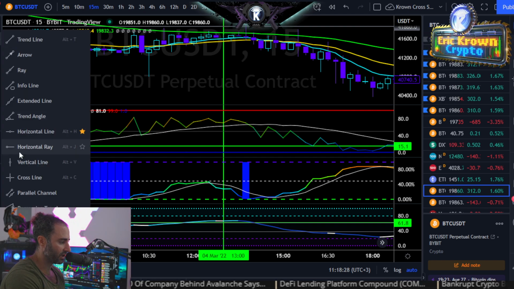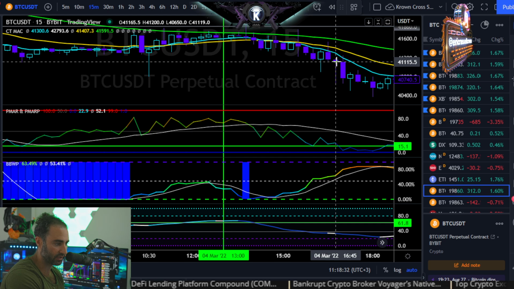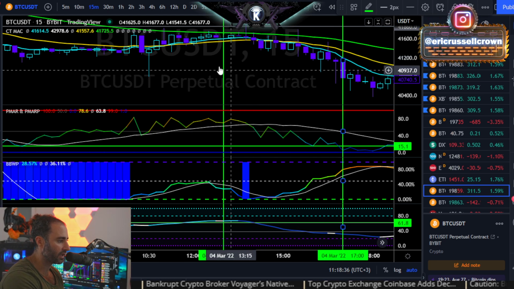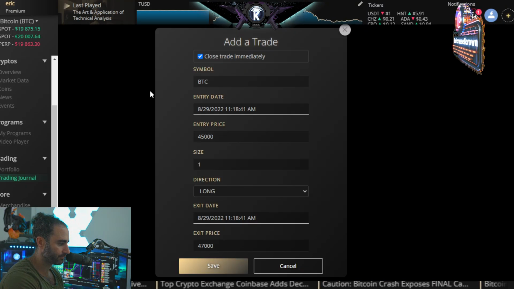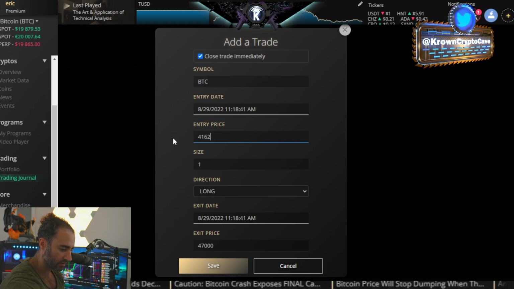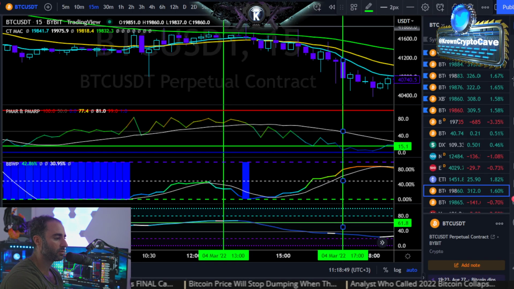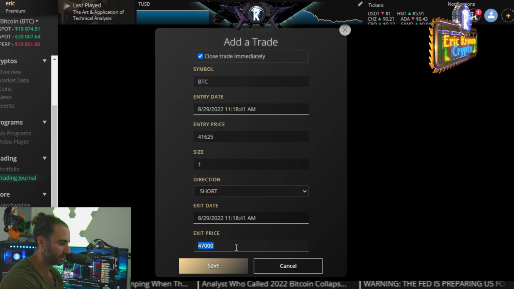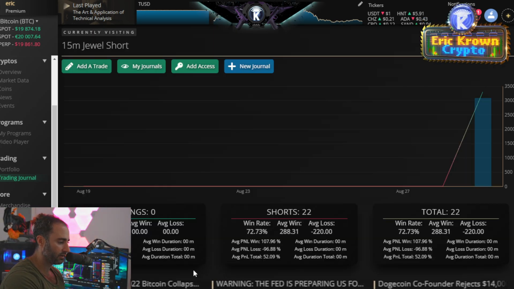So where's the exit? Well, when PMARP closes below 15. So this one's close. Yes, you can even take profit there if you want. This one is below, however, at 5.1. So entry is 41,625. Okay, we're short. And where's our exit? Closure 47.70. All right, nice.